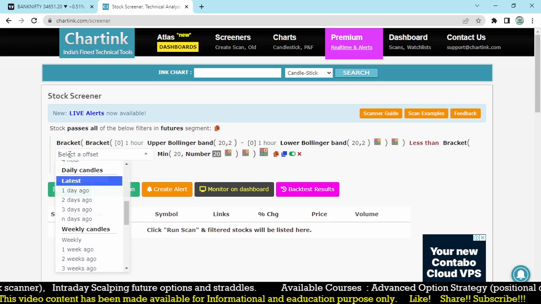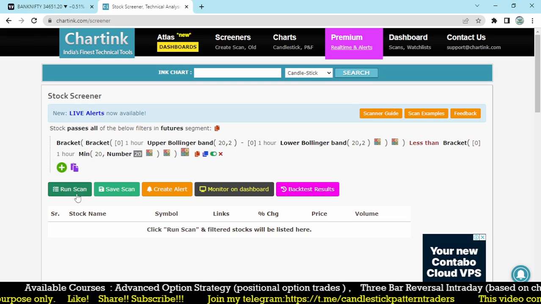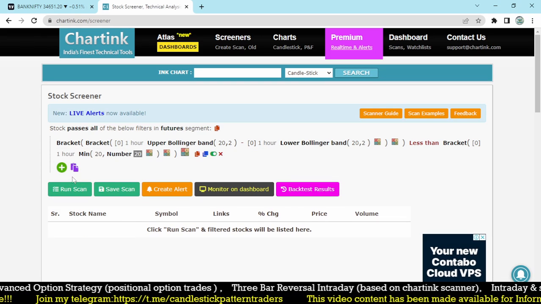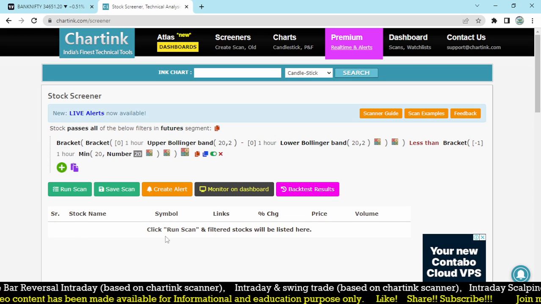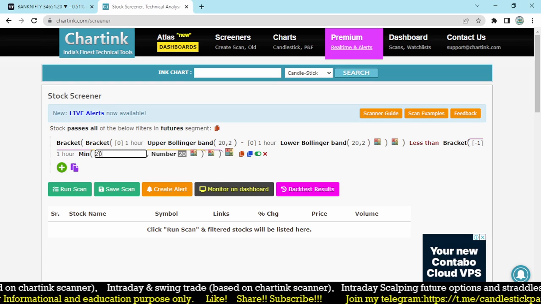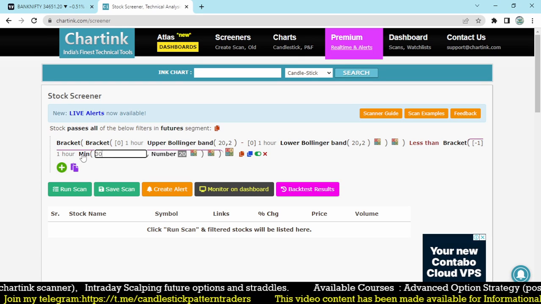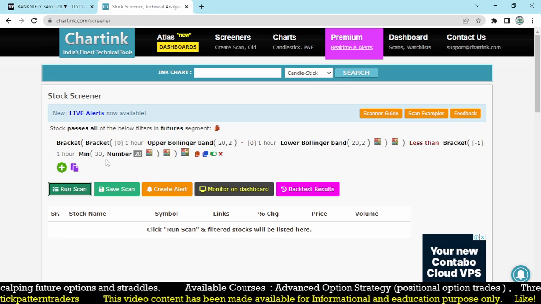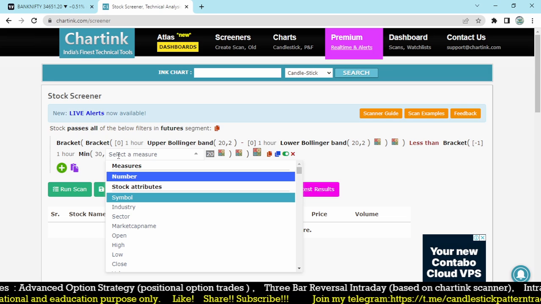So that duration value is not the latest one. So 1 hour compared to minus 1. Here I'm using the 1 hour candle, which is the minus 1 candle, the previous candle. It must be less than the minimum. How many days do you want to check? That was 30 days, I mean 30 candles. That means 30 1 hour candles, which I'm focusing on right now.